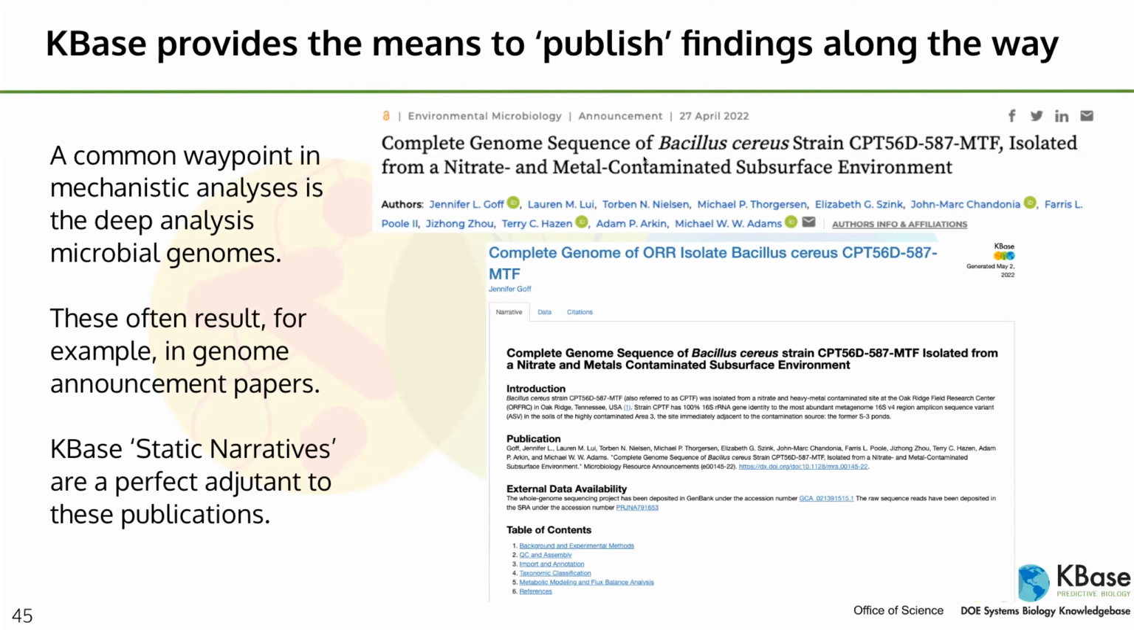And this is a paper that was just published. It was in Environmental Microbiology, and it cites this paper, this thing in there by its DOI number. So it's very, very cool. A perfect adjunct to these publications, and allows fast reuse of your information and propagation of this data on our system in KBase.